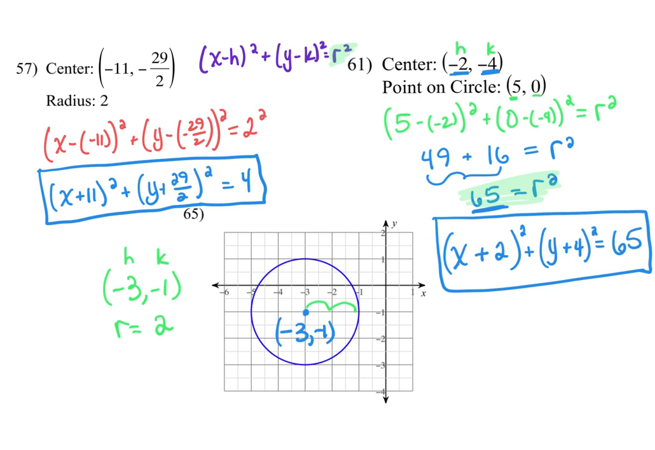So now you're just going to plug it into your formula. You're going to say x minus h, minus a -3, so that's going to be plus 3, plus y minus a -1, y minus k, so plus 1, equals r squared. Well, 2 squared is 4. So that is what my formula looks like for that one.